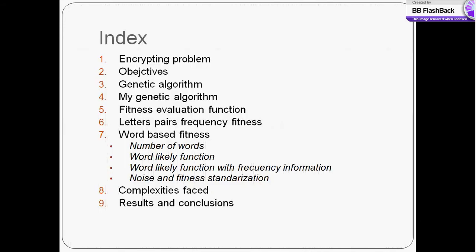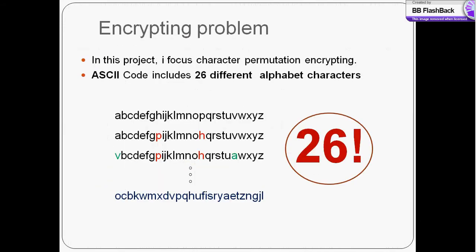So, which encryption problem is my program designed to solve? I have chosen to solve the simplest case, which is the permutation of an alphabet's characters. I have chosen the ASCII characters, which are 26, and this gives me 26 factorial possible solutions. So, as far as it is the simplest way of encoding, it is not as simple to solve.